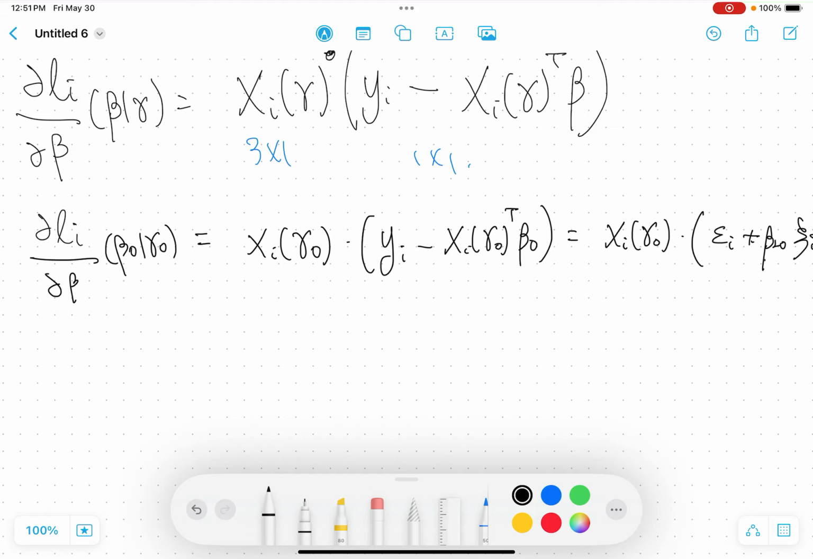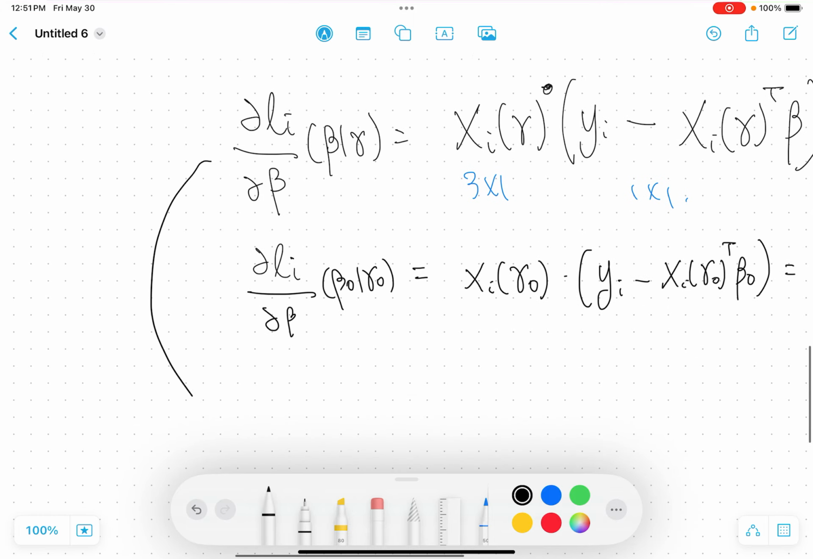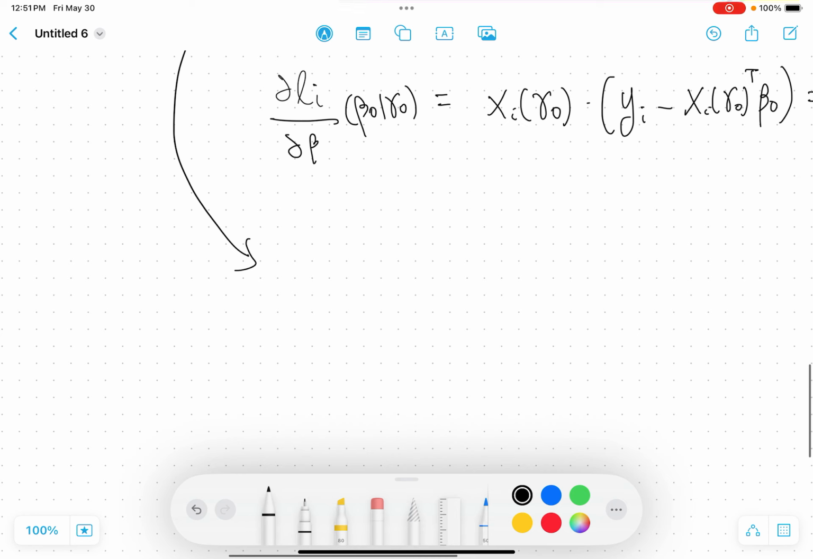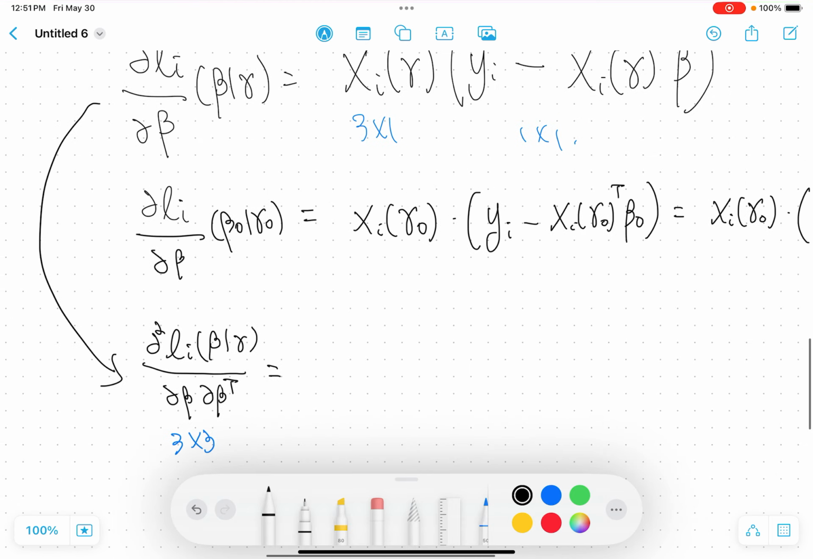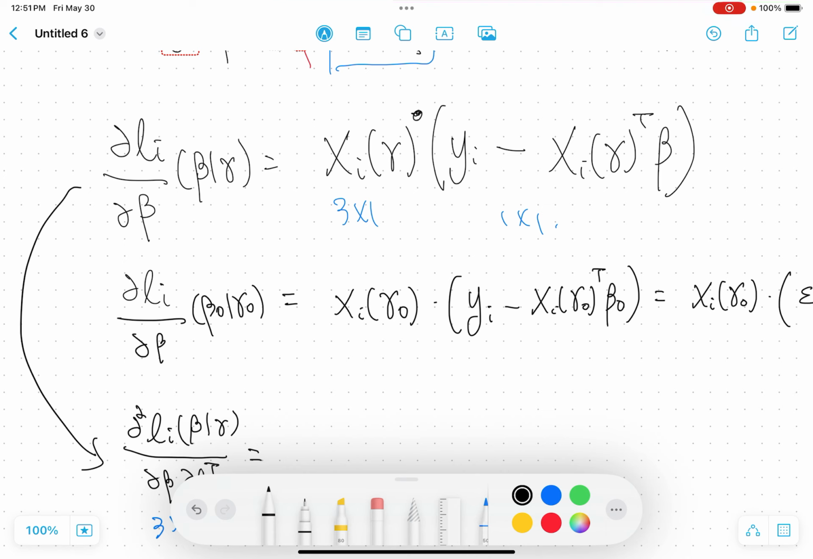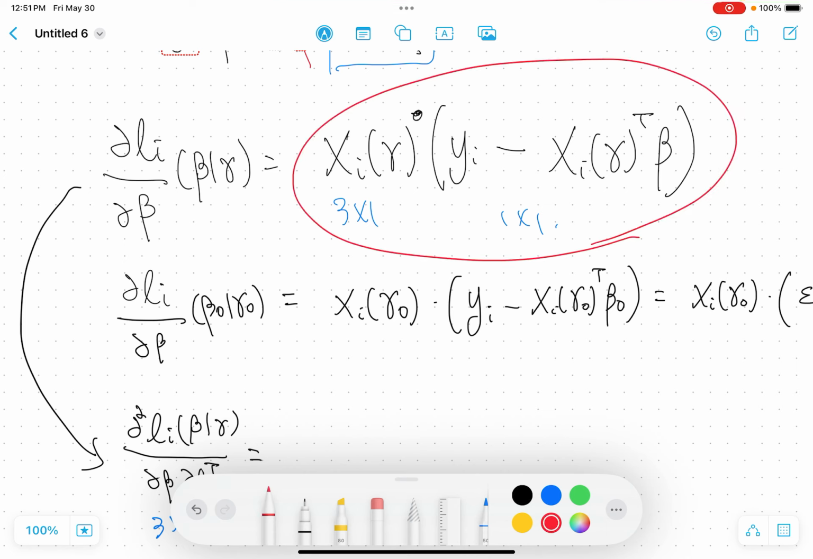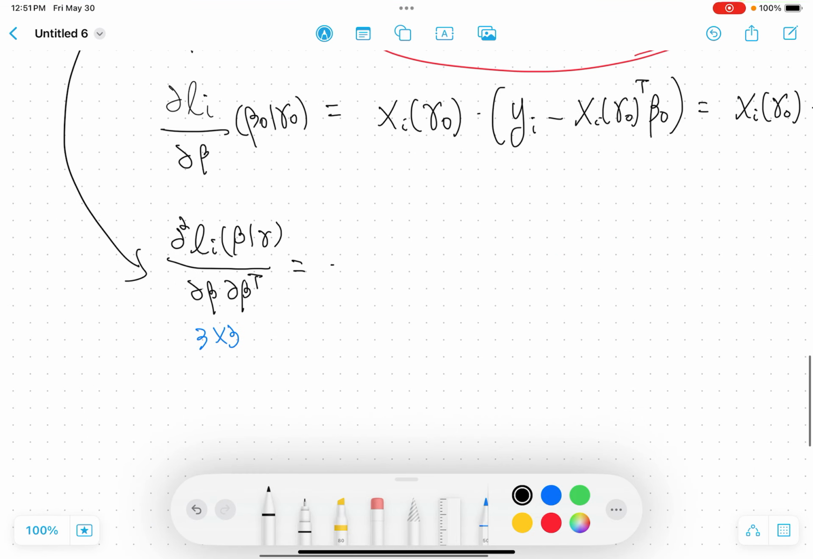Simple derivative. Now I am going to differentiate this again. Second derivative. Differentiate L with respect to beta again, not square, but what I meant is transpose. So we know it should be a 3 by 3 Hessian matrix. Then if you differentiate this again, it's clear: minus xi gamma times xi gamma transpose.